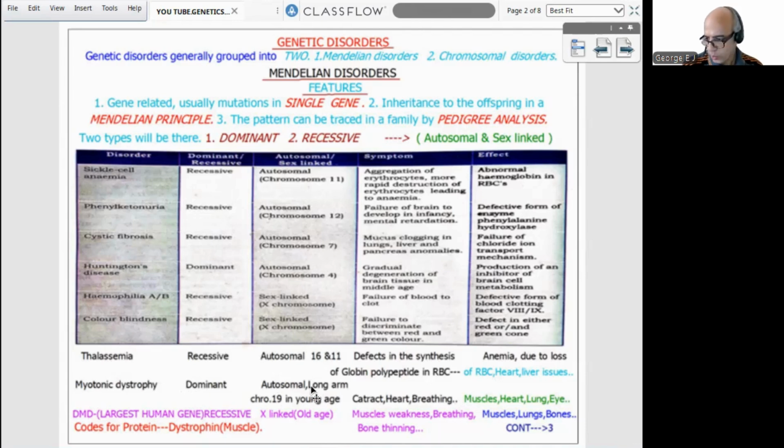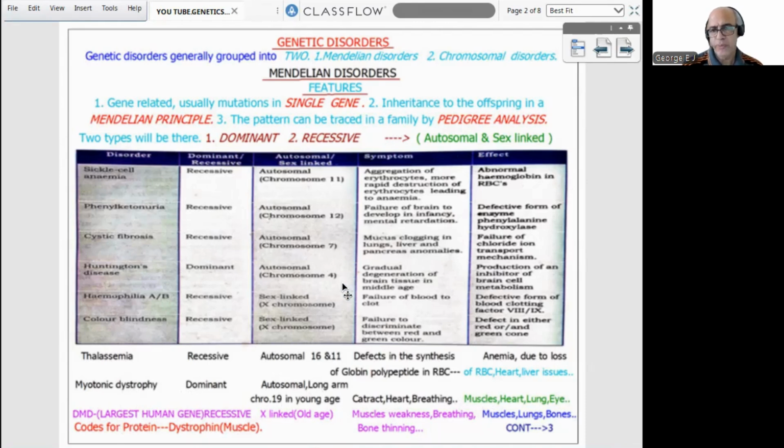And it is autosomal, long arm, chromosome number 19, in young age. So there are differences between myotonic dystrophy and DMD. Cataract, heart, breathing. Again, here also muscles, etc. Thalassemia we will be learning in a detailed manner. So, myotonic dystrophy and DMD.